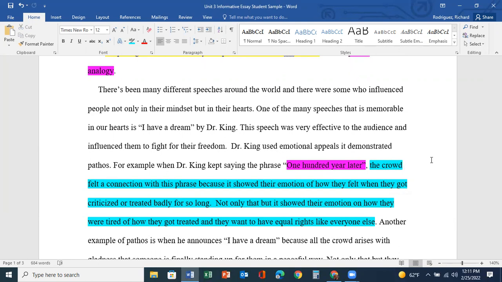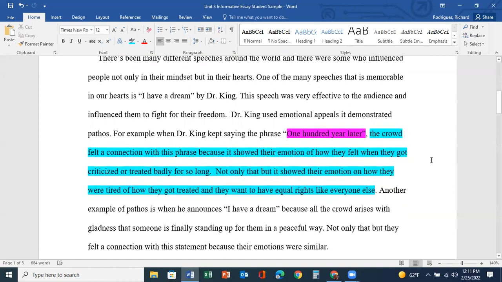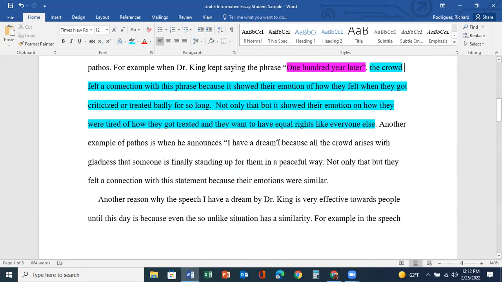It says, for example, 100 years later, the phrase that's repeated, the crowd felt a connection with the phrase because it showed their emotions. Not only that, but it showed their emotion on how they were tired of how they got treated and how they want to have equal rights like everyone else. So we cite the evidence, there's the detail, and then we explain why this detail matters. There's the analysis, detail analysis. There's another detail. Have your students highlight that. Pick a chosen color, create your own legend. Doesn't matter what color, as long as the kids know they have a legend.